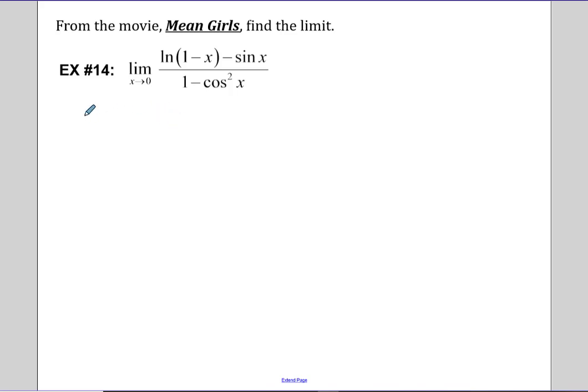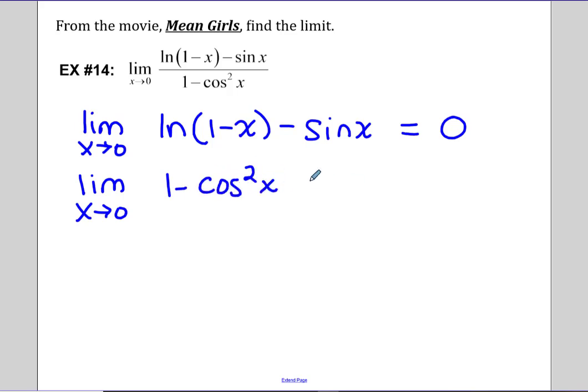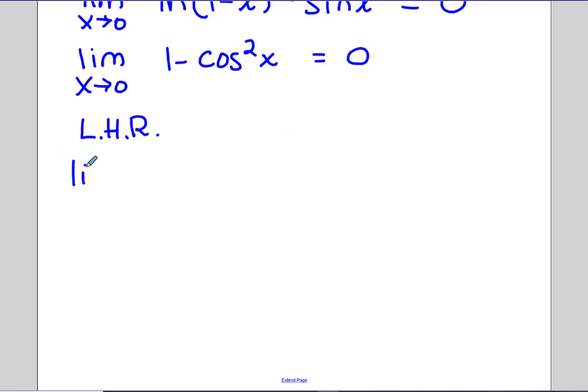Example 14, this is the example from Mean Girls, the movie. The limit does not exist. So showing the limit as x goes to 0 of natural log of 1 minus x minus sine x, substituting 0 gives me 0. The limit on the denominator, 1 minus cosine squared x, also leads to 0. We'll apply L'Hopital's rule.